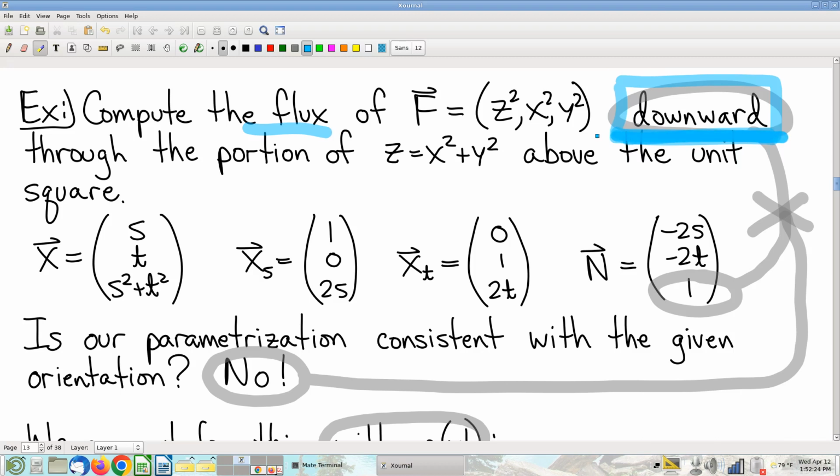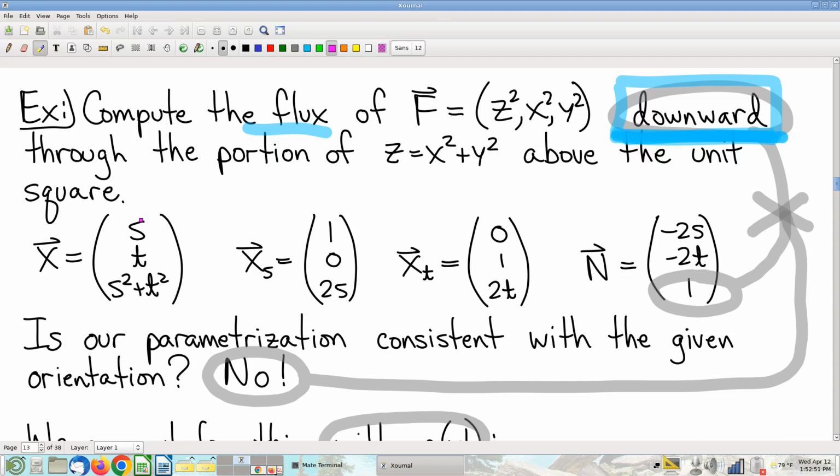Now this is arguably just lingo, right? But when the question says we want to compute the flux downward through a surface, what that means is that this is an oriented surface, and the orientation on this surface is, between the two options of how you could parameterize it, the one that points downward, not the one that points upward. So this is a statement about the orientation of the given surface.